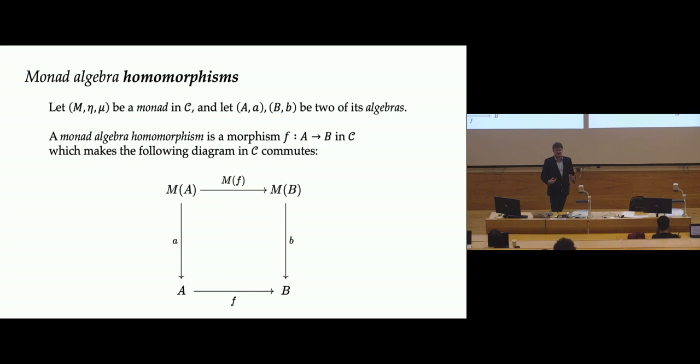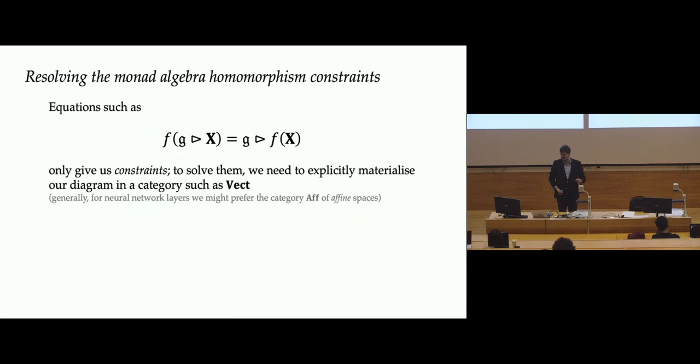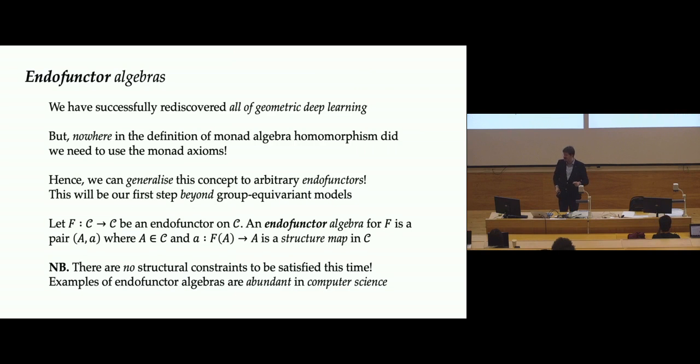I'm not explicitly using the fact that my endofunctor M has this extra structure attached to it when defining my algebra homomorphism. And that strongly suggests that I can generalize what we just did to go beyond monads and into arbitrary endofunctors. And that will actually be our first step to go from simple group equivariant models into the realm beyond. Okay? So to do this, let's define what an endofunctor algebra is as opposed to a monad algebra.